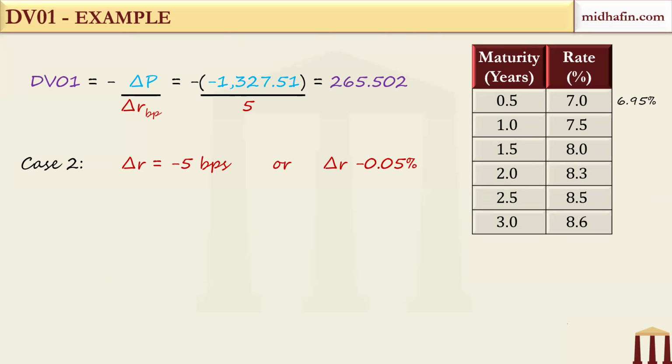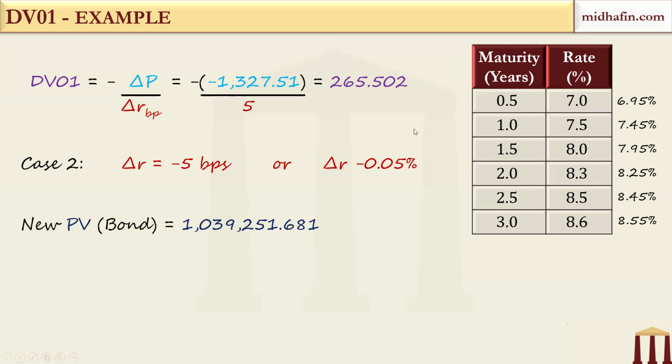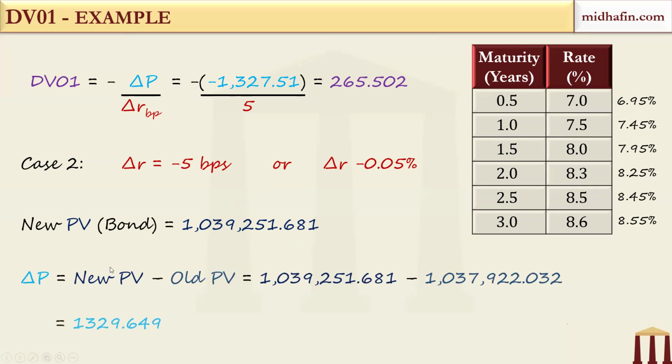So the new rates will look something like this. The first rate will become 7% minus 0.05%, which is 6.95%, and so on. Now I calculate the price. I get the price to be $1,039,251.681. Then I calculate delta P, that is the new price minus the old price. I get it as 1,329. Now you see what I was mentioning. When the price increases, it will increase by more than the decrease in the price. So the increase is 1,329, but when there is an increase of the same amount in rates, the price decreases by 1,327 only.